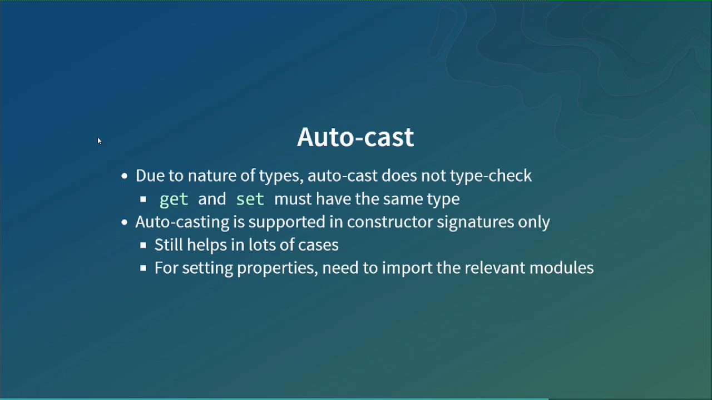The only place where we do support autocasting, and it's already maybe 50% of the cases, is in constructor signatures. Here we do allow it, so you can have just plain objects, and we correctly type that as well, so it's completely type safe.